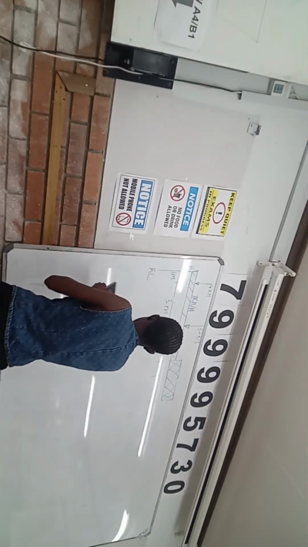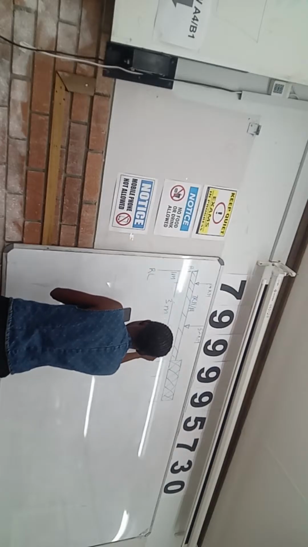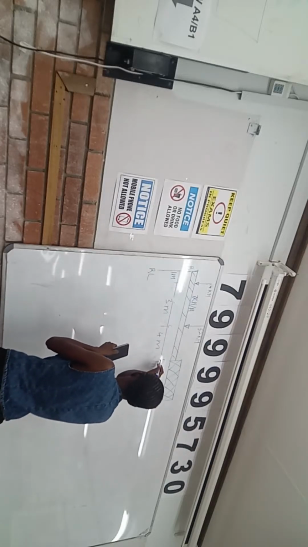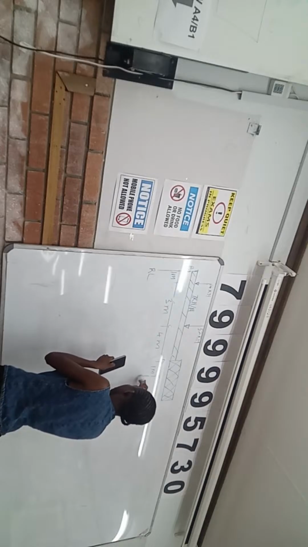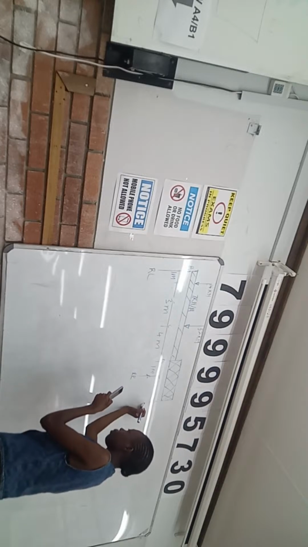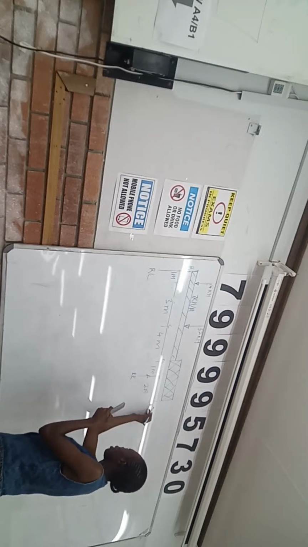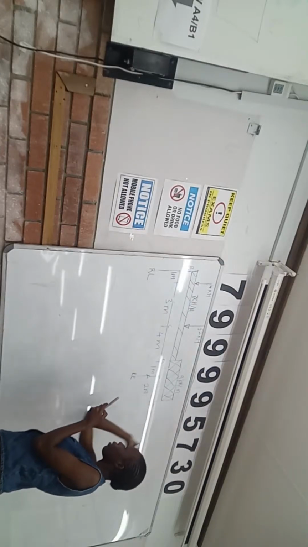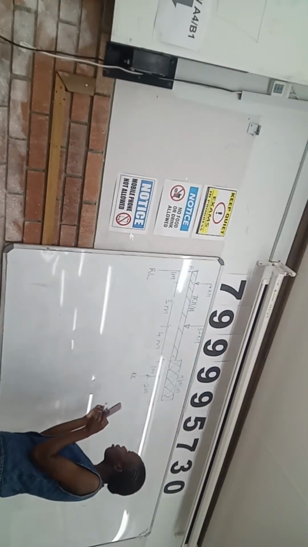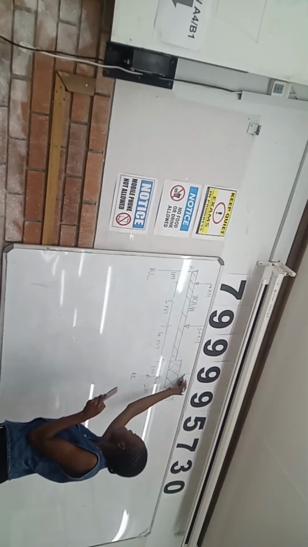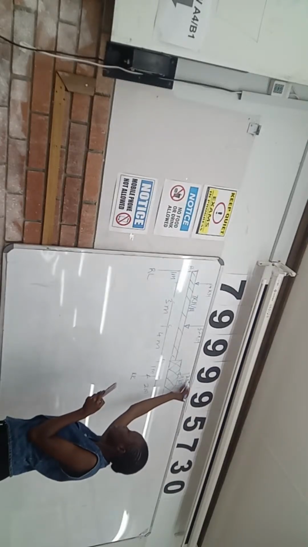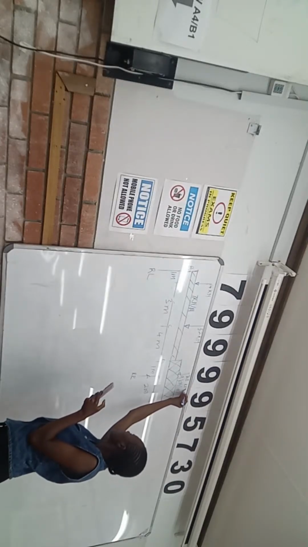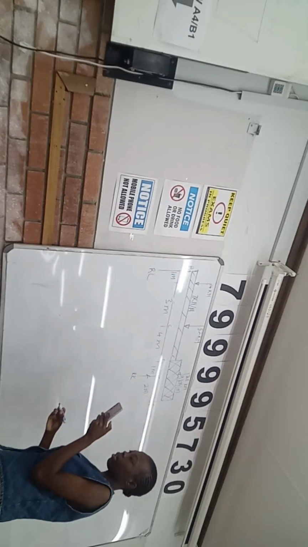This is C. This is 1 meter. This is D. E is an upward force. 2 meters. And 9 kilonewton. This was in 28.